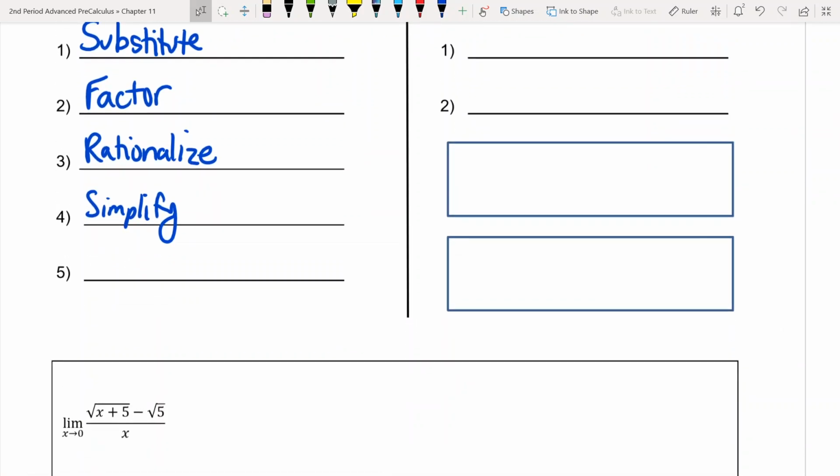And then we might really run into a wall and we need to create a graph or a table because the algebraic approach isn't helping us. So we're going to start by substituting. If substituting works, great, we're done. If not, we might have to factor, rationalize, somehow simplify, or graph and look at a table.